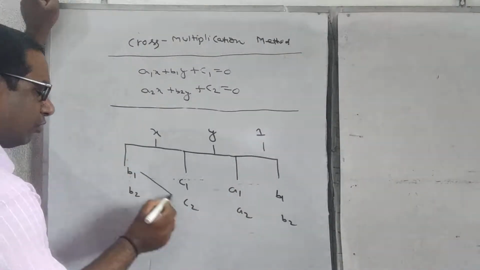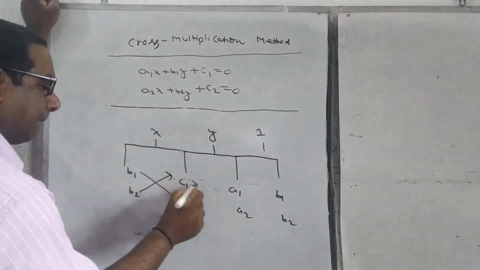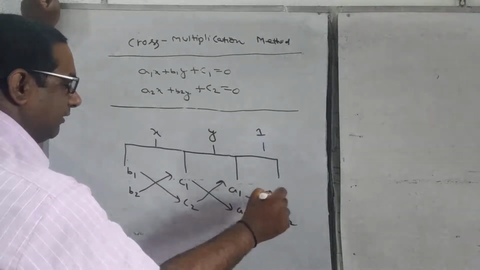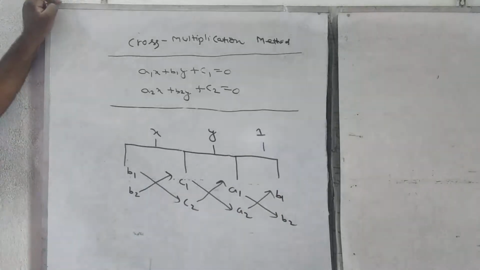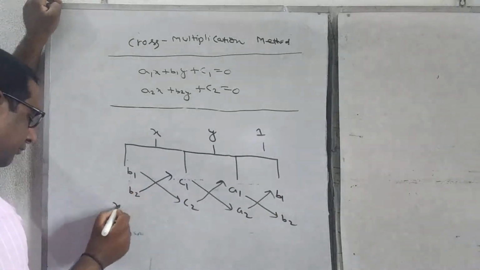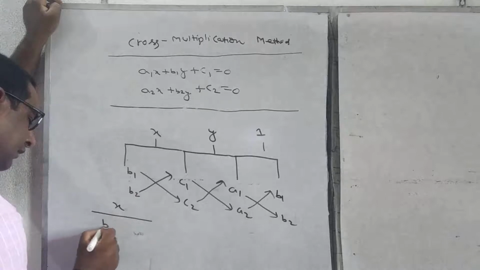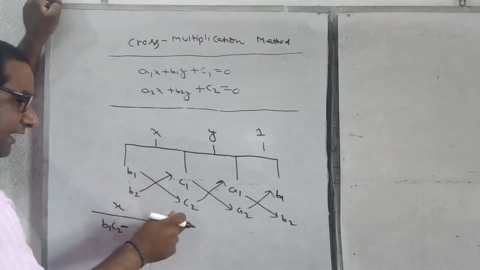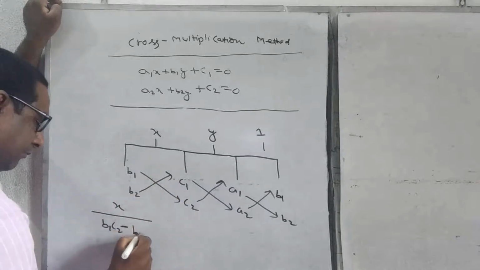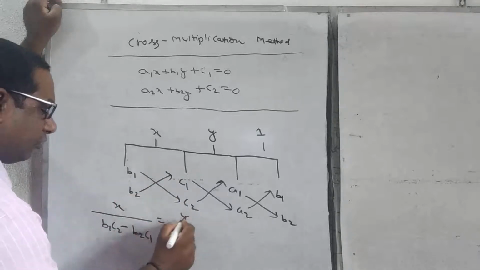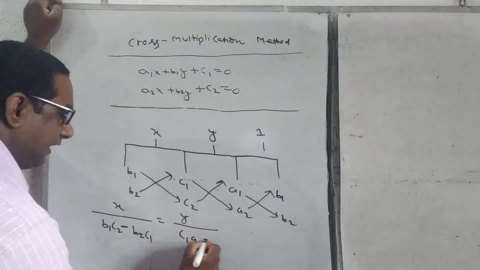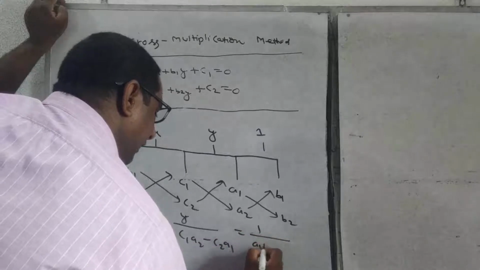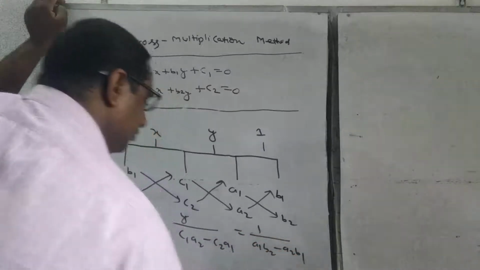Now what we have to do? Cross multiply. That's why its name is cross multiplication method. So here x upon b1 c2 minus, first of all these two multiplied, and after that this one, b2 c1, is equal to y upon c1 a2 minus c2 a1, is equal to 1 upon a1 b2 minus a2 b1.